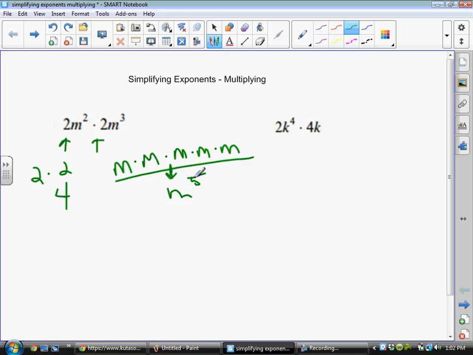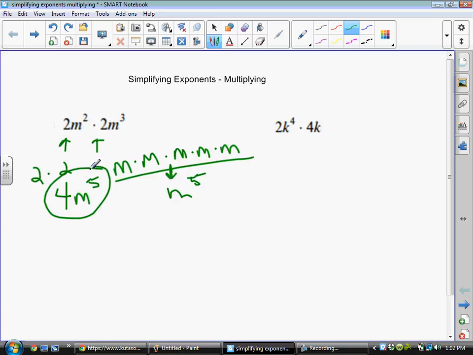So I'm going to count up how many m's or how many variables I have, and I'm going to write that next to this number, m to the 5th. So the answer for this first problem is 4m to the 5th. I multiplied the big numbers, the coefficients, and I ended up adding the variables, but I want to count out how many there are.